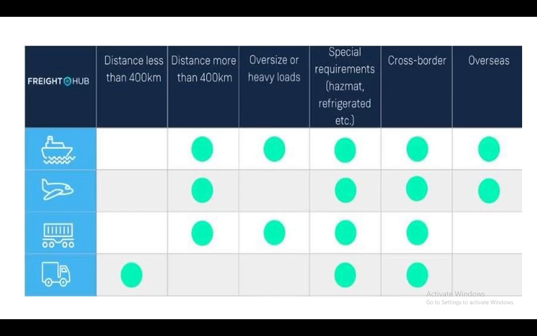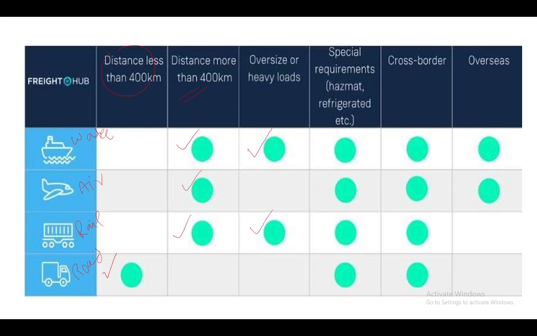If we compare all those, we have different types of characteristics. If we talk about the very first one, this one is ship, this one is air, this one is railway, and this one is road transport. If we talk about a distance less than 400 kilometers, which one is the best? The best one is road, okay? If we have a distance of more than 400 kilometers, the first ones are water, air, and railway. If we talk about oversize or heavy load, then water and railway are the best.